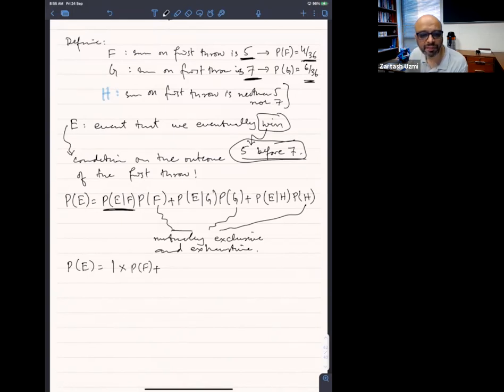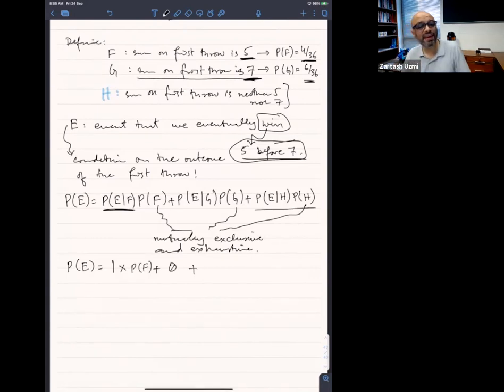What is the probability of E given G? It is 0. If we tell you that a 7 came on the first throw, there is no way you can see a 5 before a 7, because the 7 came on the first throw. So this is going to be 0, plus this third term.